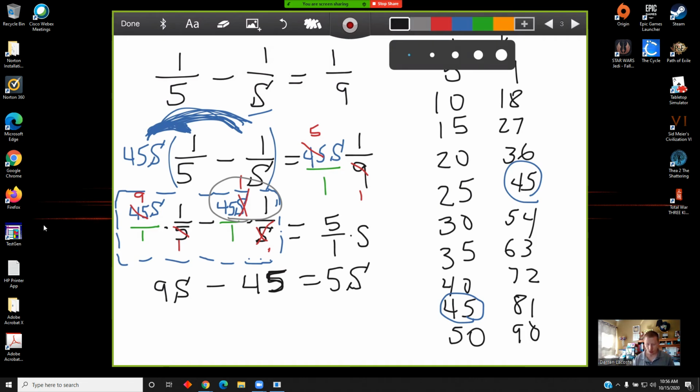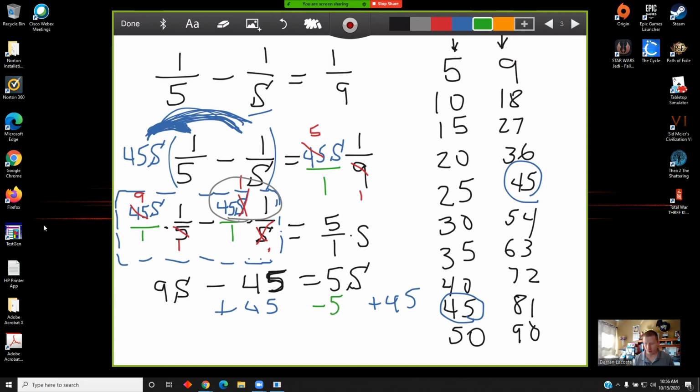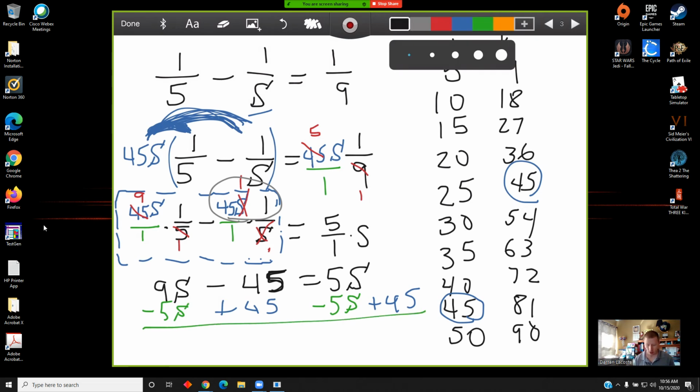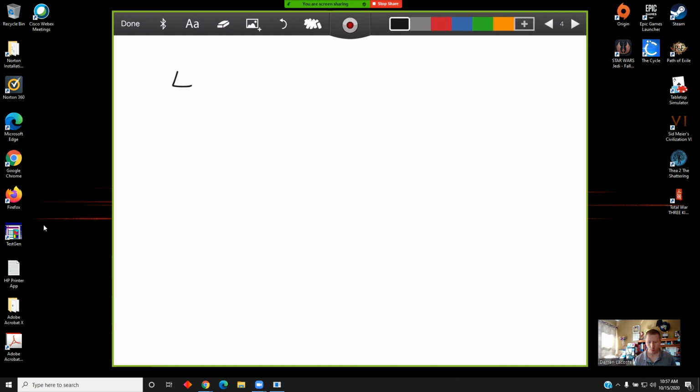Okay, now we're going to solve this equation. So we're going to add 45 on both sides, and we're going to subtract 5s on both sides. Then the resulting equation is 4s equals 45. Divide by 4 on both sides. We get s equals 45 fourths.